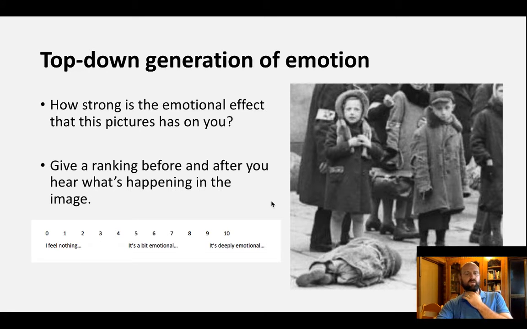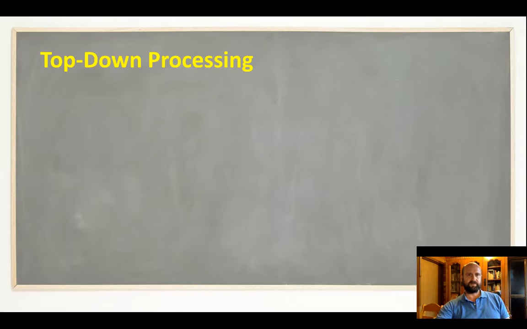Hopefully, those that know the truth are going to rate this as being much more emotional than those that think she's just having a sleep. You can count up the scores, average them out and compare, and then you can talk about top-down generation of emotion. This is the emotional stimulus. It's exactly the same for both groups of students, but one group has a much higher emotional reaction to it because of the way they're thinking about the image, and that's top-down processing of emotion, top-down generation.